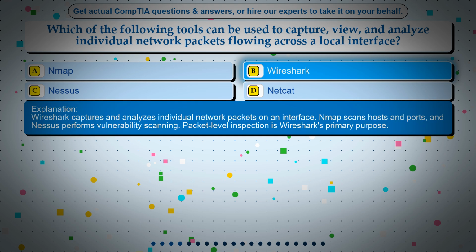Wireshark captures and analyzes individual network packets on an interface. Nmap scans hosts and ports, and Nessus performs vulnerability scanning. Packet-level inspection is Wireshark's primary purpose.